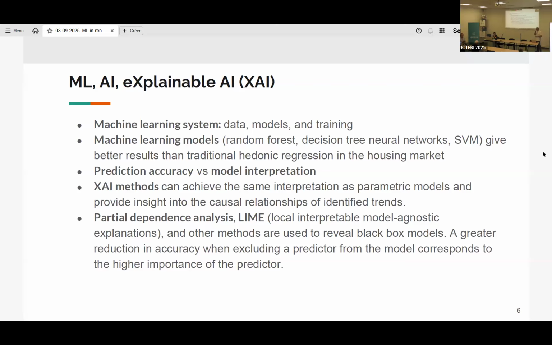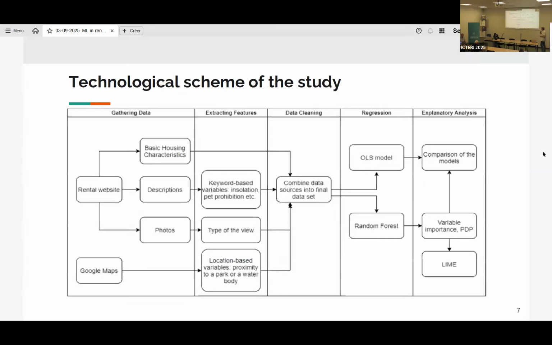When we choose a machine learning model, we need to understand the final goal: prediction, interpretation of results, or both of them, considering that there is some trade-off between prediction and interpretation. Explainable AI can mitigate this trade-off by providing the same interpretation as a parametric model and giving insights into the causal relations of identified trends. Among the more effective methods of black box interpretation are LIME and SHAP. For example, the greater the reduction in accuracy when excluding a predictor from the model, the higher the importance of the predictor. On this slide, you can see the technological scheme of the study.